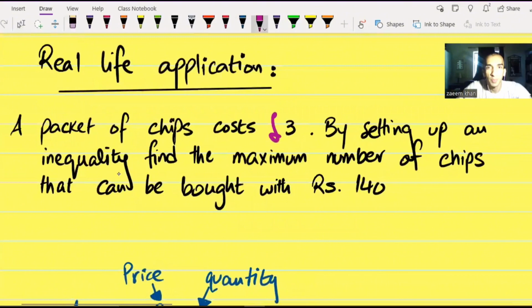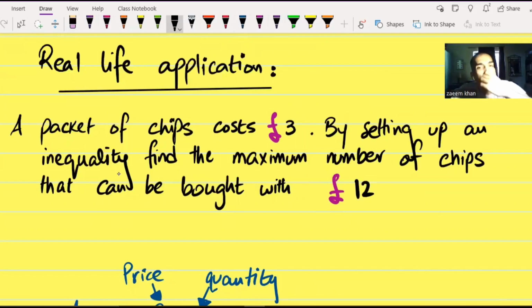Here we go. A packet of chips costs £3. By setting up an inequality, find the maximum number of chips that can be bought with £12. Okay, let's do £13.